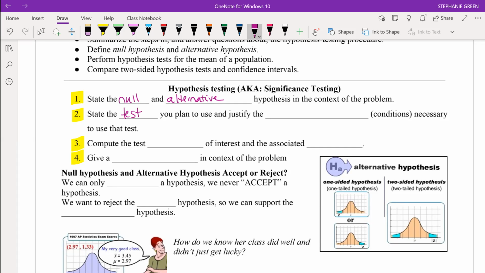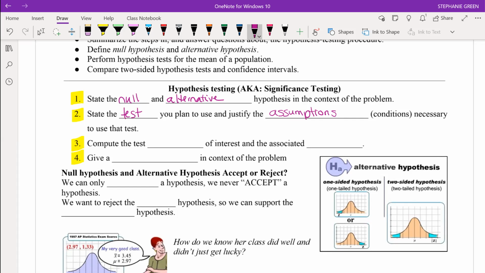In this section, the test that we're going to be working with is called a z-test. There are other tests also that we are going to learn about, but for right now, we're going to focus on just one, which is the most common one we will be using, and that is a z-test. After we state the test that we plan to use, we also need to justify any of the conditions or the assumptions that need to be known about our distribution in order for us to be able to do that kind of test.